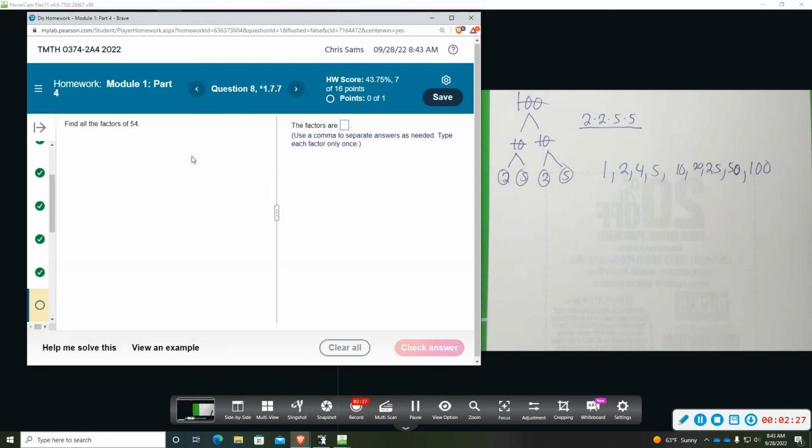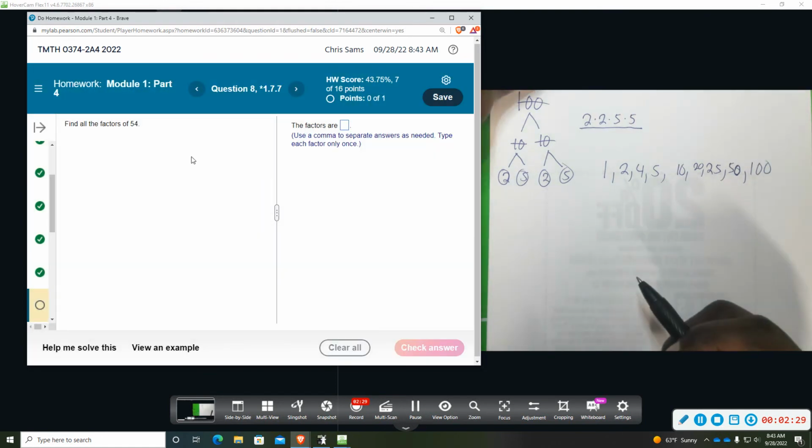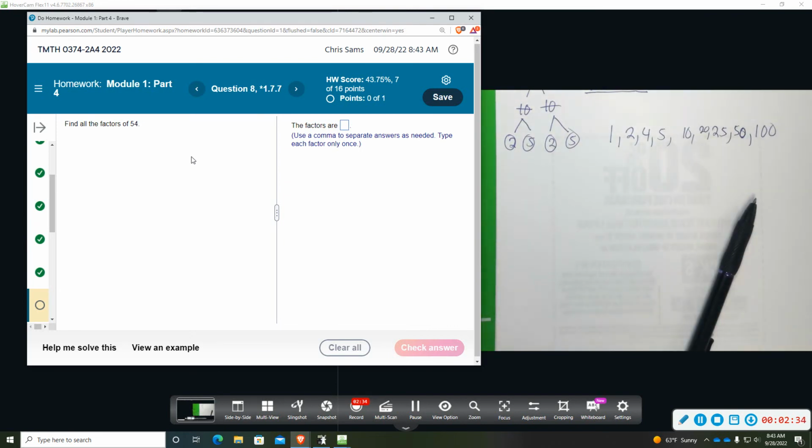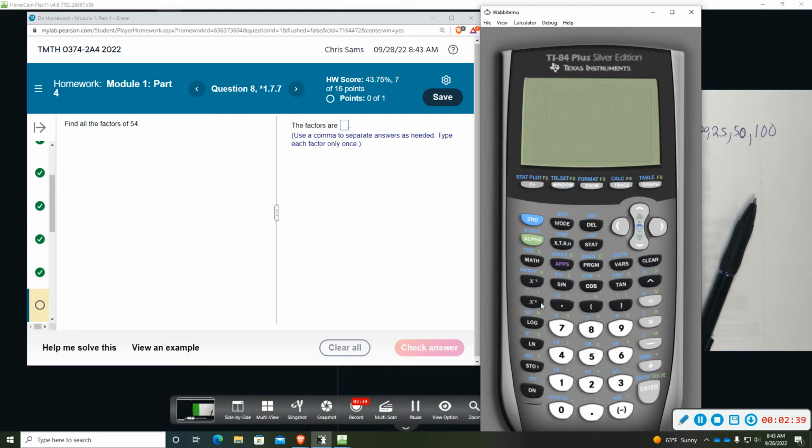All right, we're going to do the same thing with 54. Now, if you have this graphing calculator, I will also show you another method that you can use. You can find all the factors. Now, I want you to be able to do it by hand, but I also want you to know some calculator tricks. So if you go to y equals, I'm going to clear out what I have in here, and type in the number that you're trying to find the factors of, 54, and we're going to do divided by x.